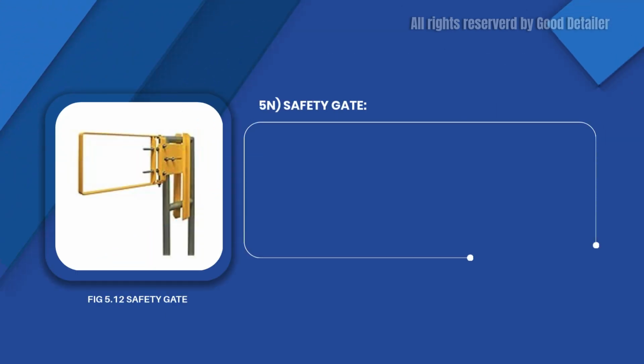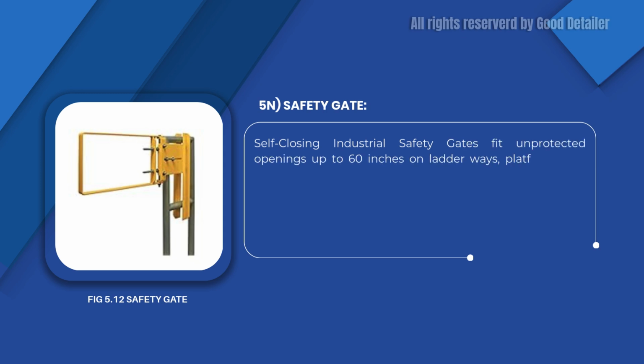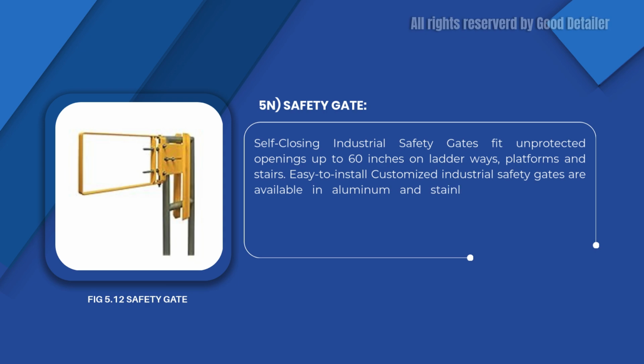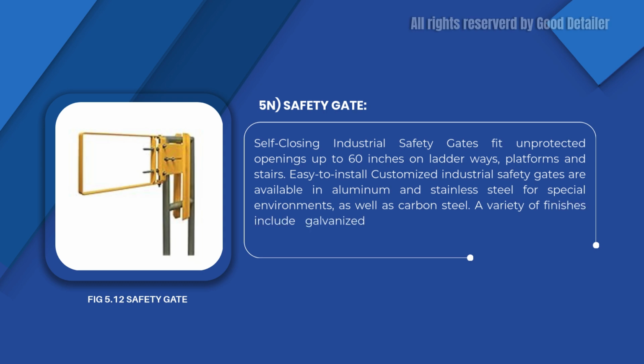5N. Safety gate, self-closing. Industrial safety gates fit unprotected openings up to 60 inches on ladderways, platforms, and stairs. Easy-to-install customized industrial safety gates are available in aluminum and stainless steel for special environments, as well as carbon steel. A variety of finishes include galvanized and environmentally friendly safety yellow powder coat. Custom gates are also available.